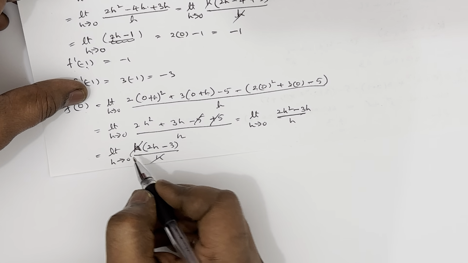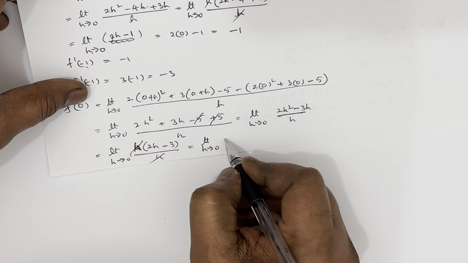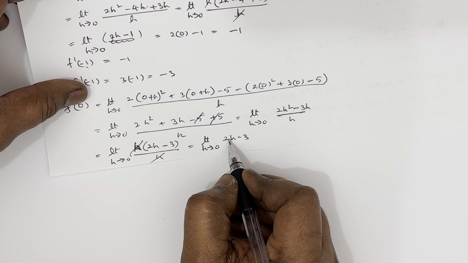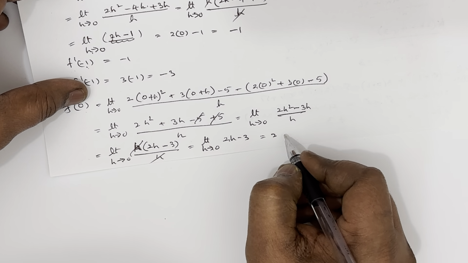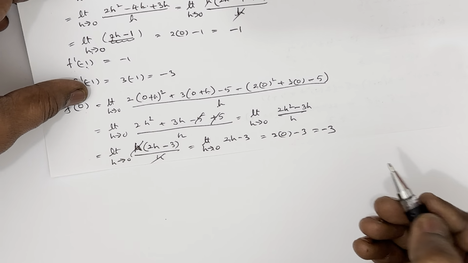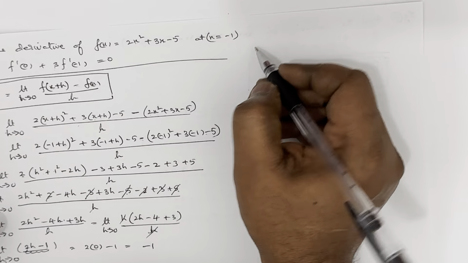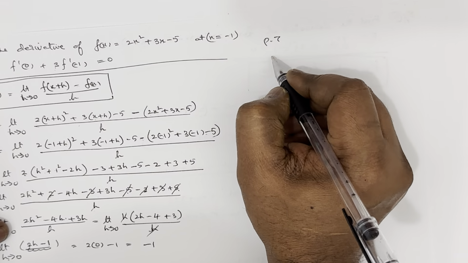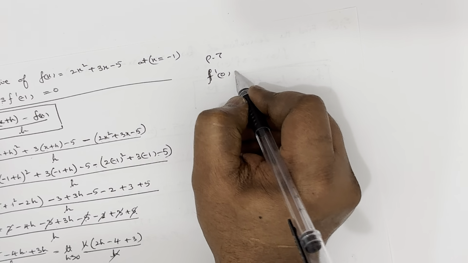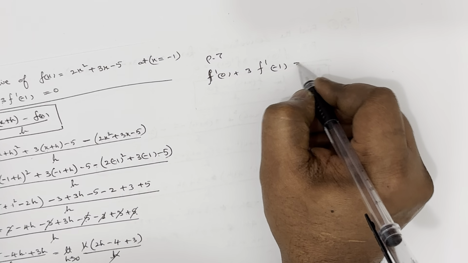Now this h and this h get cancelled. You have limit h tends to 0 of h minus 3. Now putting the value of h in the expression, you have 0 minus 3, which is equal to minus 3. Okay, now f dash of 0 is minus 3. Now we have to prove that f dash of 0 plus 3 f dash of minus 1 is equal to 0.